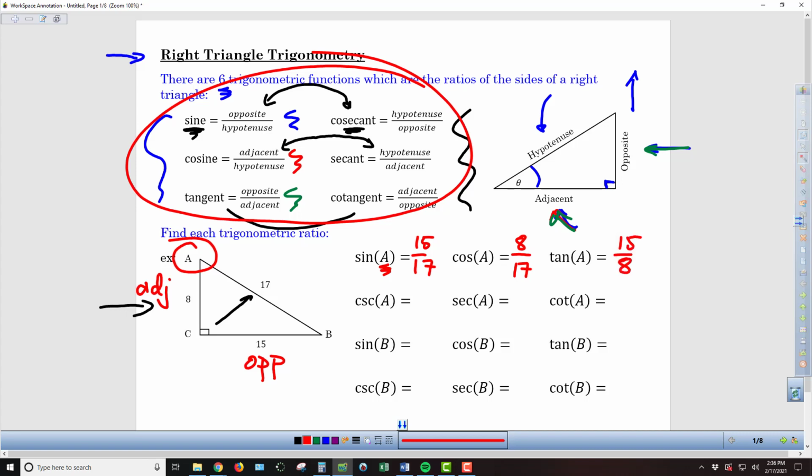And then we're just going to take reciprocals of those for the next 3. CSC is cosecant, so that's the reciprocal of sine. So we're going to have 17 over 15, hypotenuse over opposite. Secant is the reciprocal of cosine, so that's going to be hypotenuse over adjacent. And then finally for cotangent, that's the reciprocal of tangent. So instead of opposite over adjacent, we want adjacent over opposite. So we can just flip the answer above to 8 over 15.